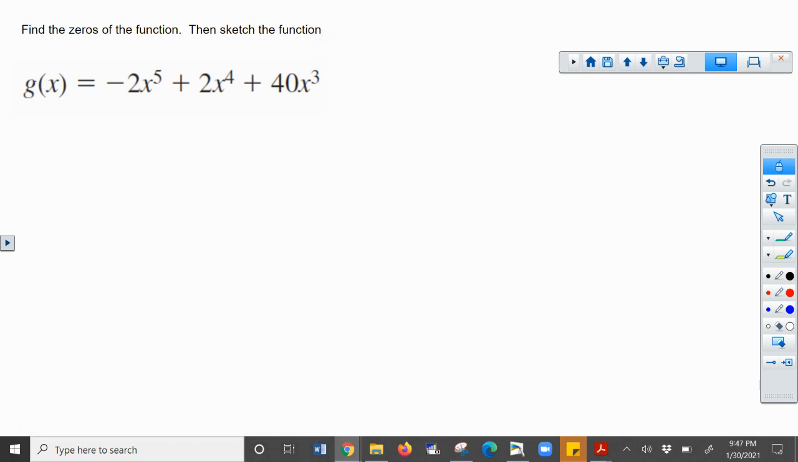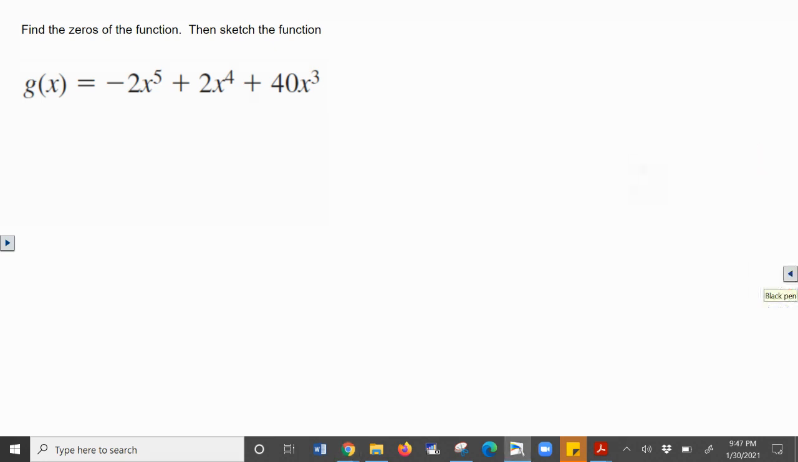So here's an example, number 3. Find the zeros of the function, match the function. Let's talk about what we already know from this thing before we even go any further. So I know that it's an odd problem because I've got an odd degree. The highest power is 5. And it's negative. That means it's going to be another one of these guys.